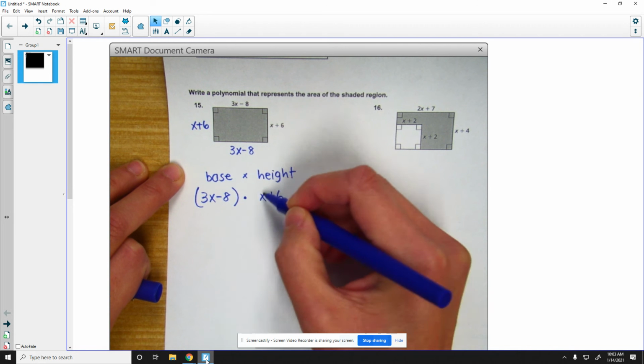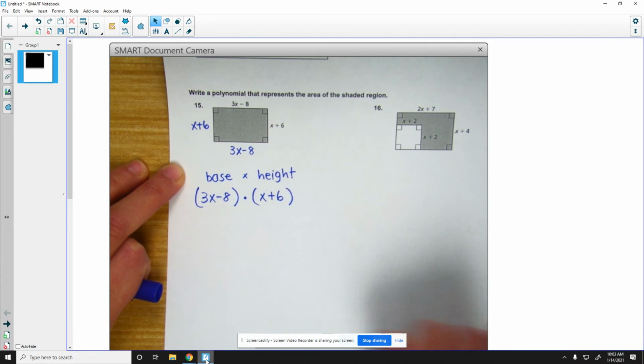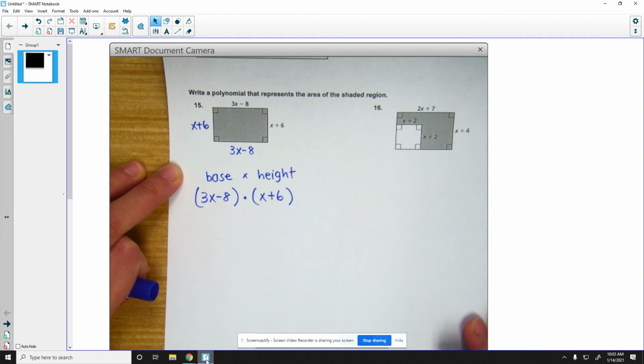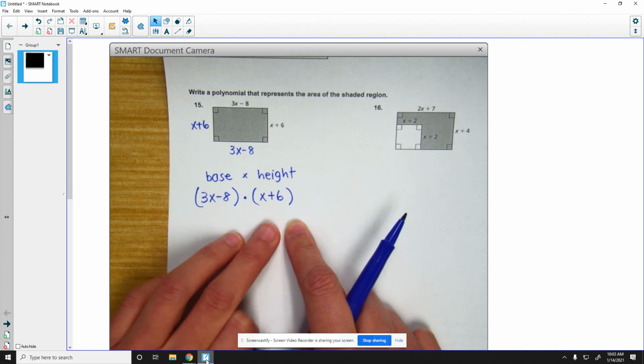Yes, because it's all of this times all of that. So basically just FOIL, right? After you FOIL or distribute or box method, boom, you're done. And that's it. Oh, that's not too bad. Okay, so you can do that. I don't need to help you with that.